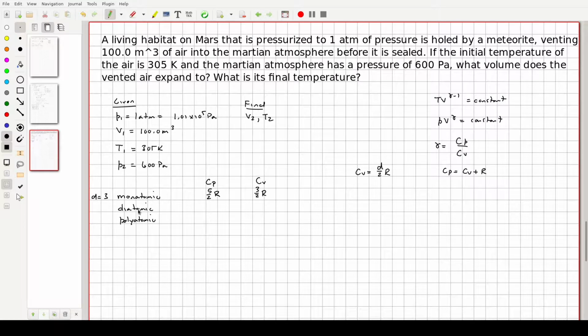For a diatomic gas, what we say is that your gas can vibrate, and then it can also rotate, which gives you 2 additional degrees of freedom. So in that case, instead of this being 3 halves, it would be 5 halves. This is going to be 7 halves. With a polyatomic, it can do all sorts of things.